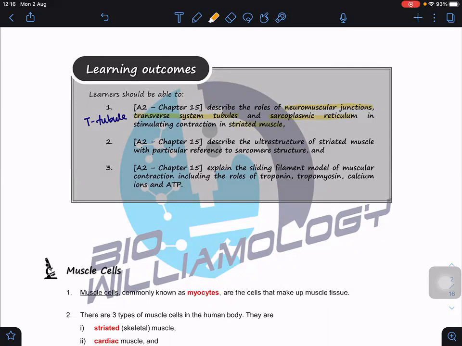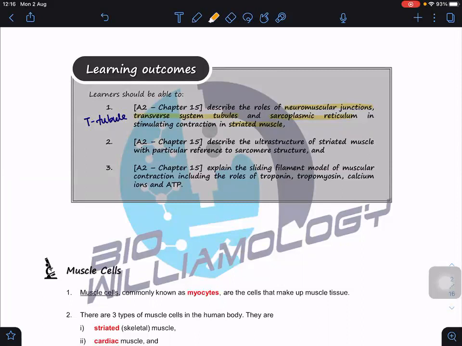So we're going to differentiate between three kinds of muscle cells. One is striated muscle, or is termed as the skeletal muscle, the muscle that is attached to your skeleton. This one is called a skeletal muscle. And we do have the smooth muscle as well as the cardiac muscle. So we're going to look at what are the differences between these three kinds of muscle cells.